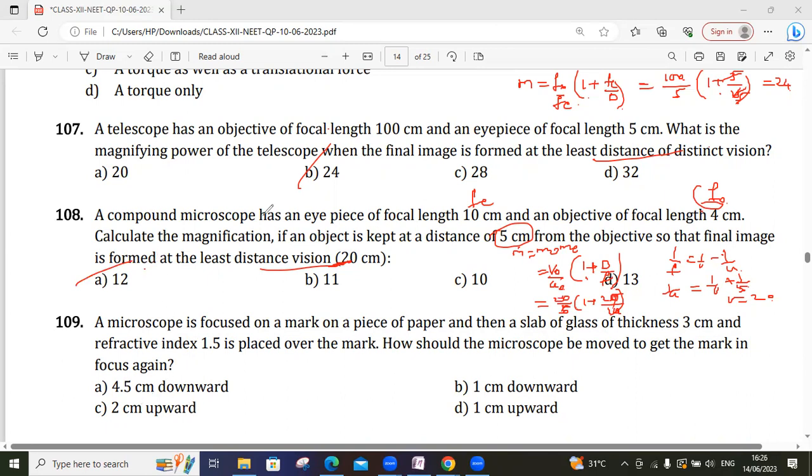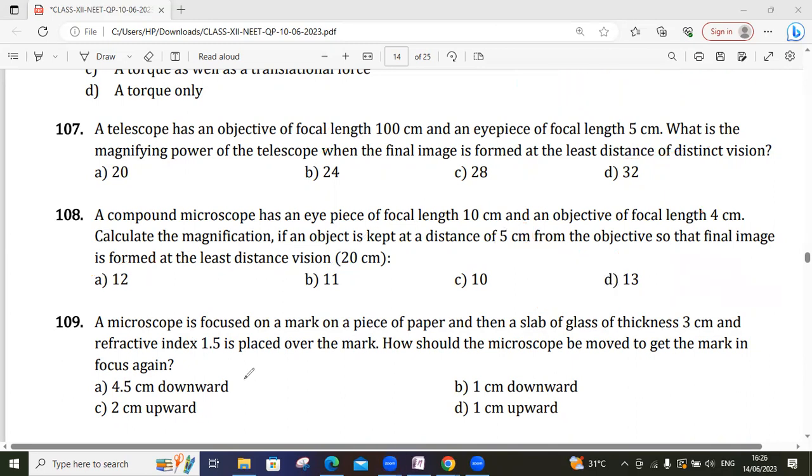And next problem. Microscope is focused on a mark on a piece of paper, and then a slab of glass of thickness 3 centimeter and refractive index is placed over the mark. How should the microscope be moved to get the mark in focus? So this is the slab, suppose. And the mark is kept here. When microscope was there, and without this glass slab, it was able to focus somewhere.